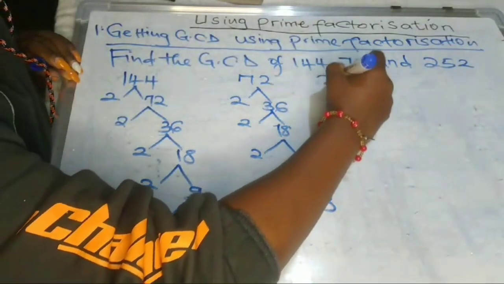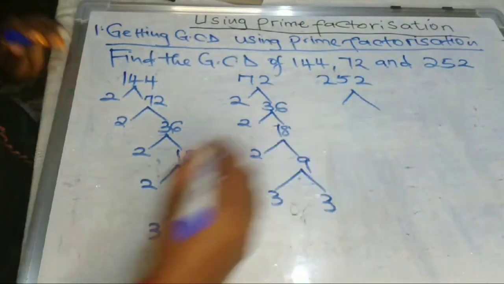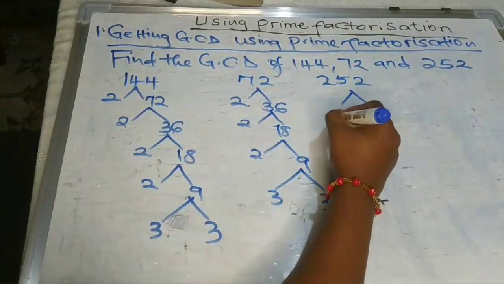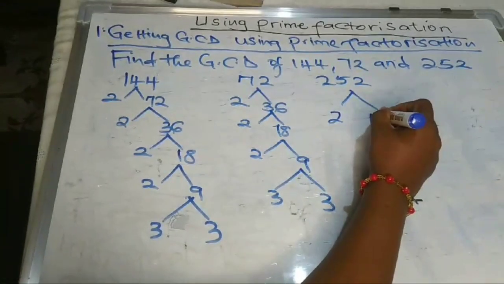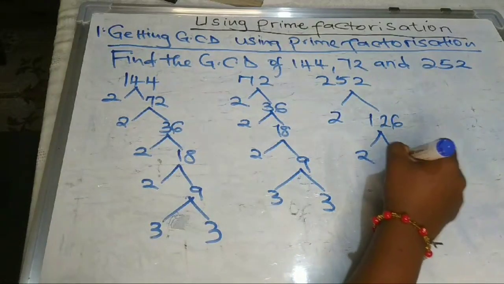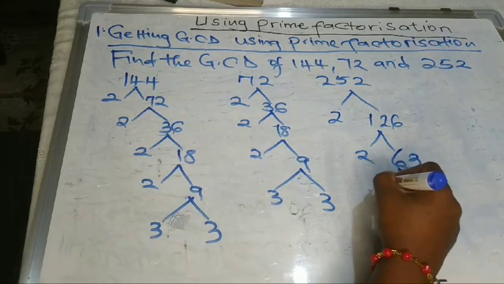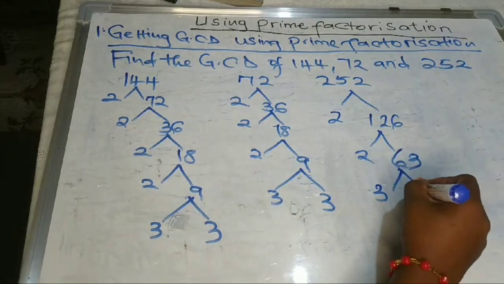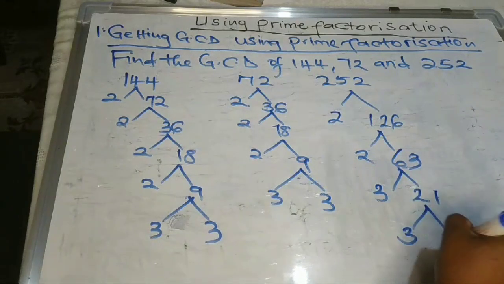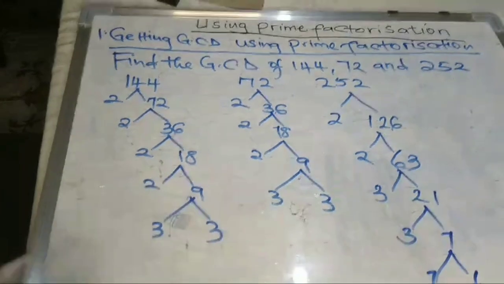Then 252, we shall have by 2, 126, by 2, 63, by 2 cannot go but 3 can, giving 21, then 3 again giving 7, then 7 giving 1.